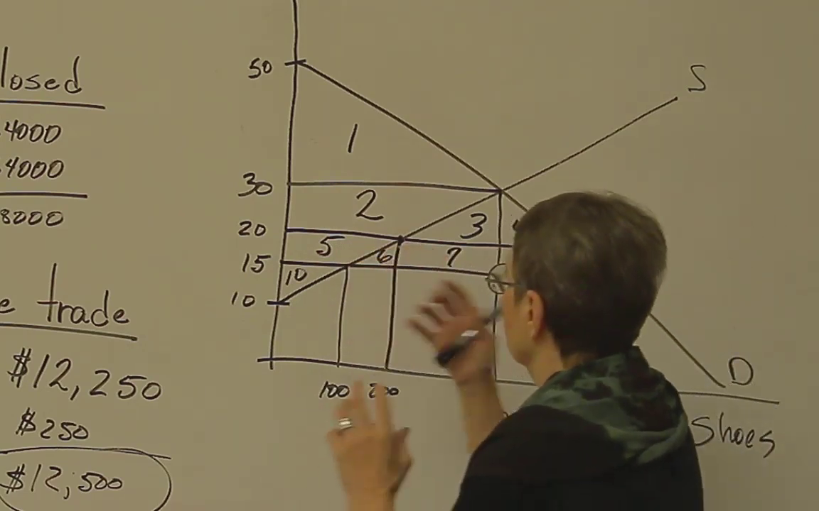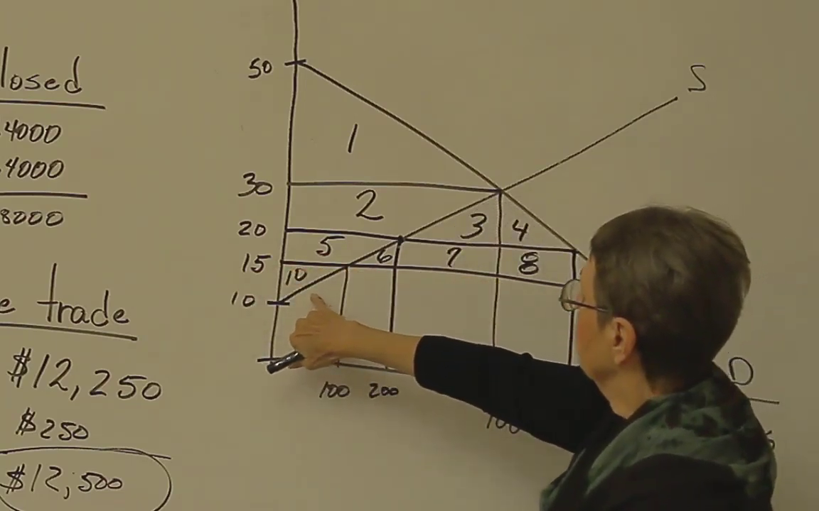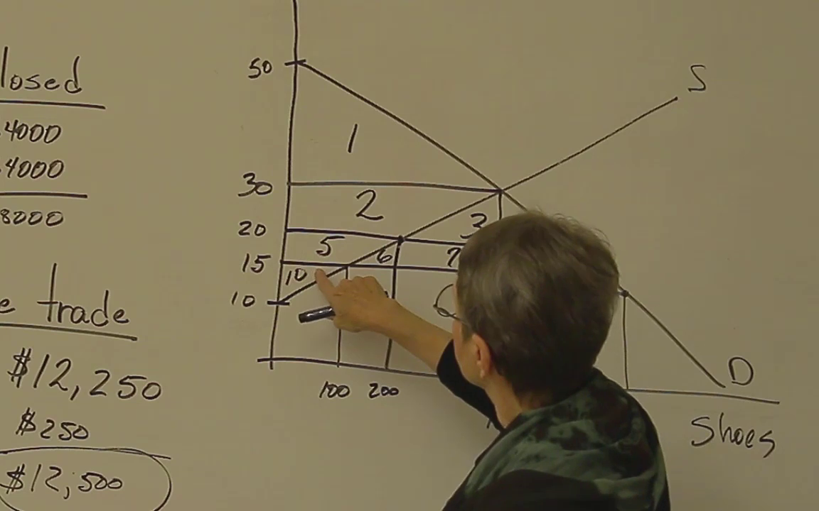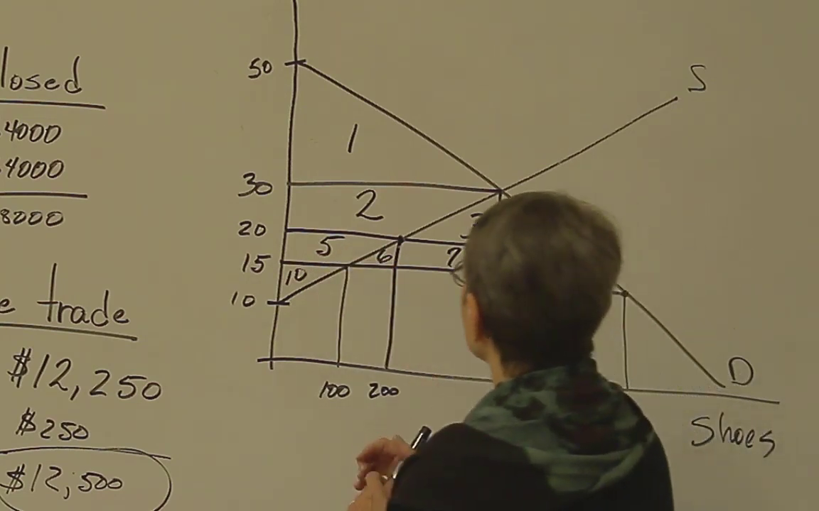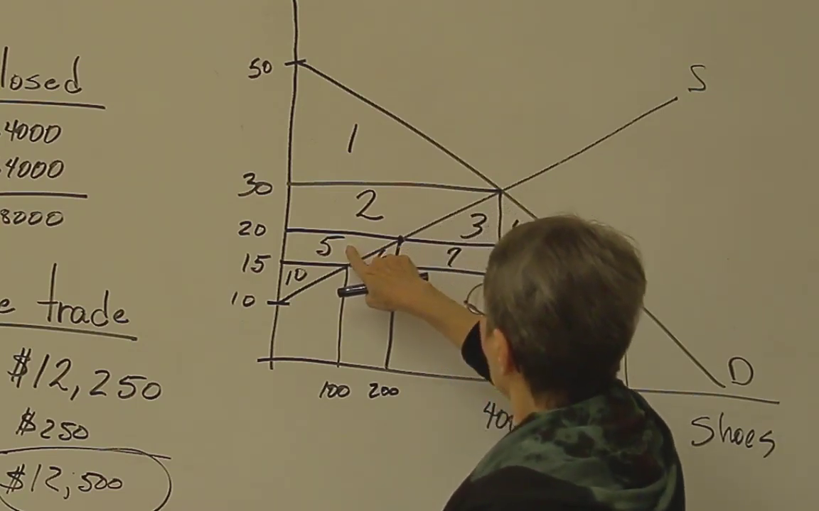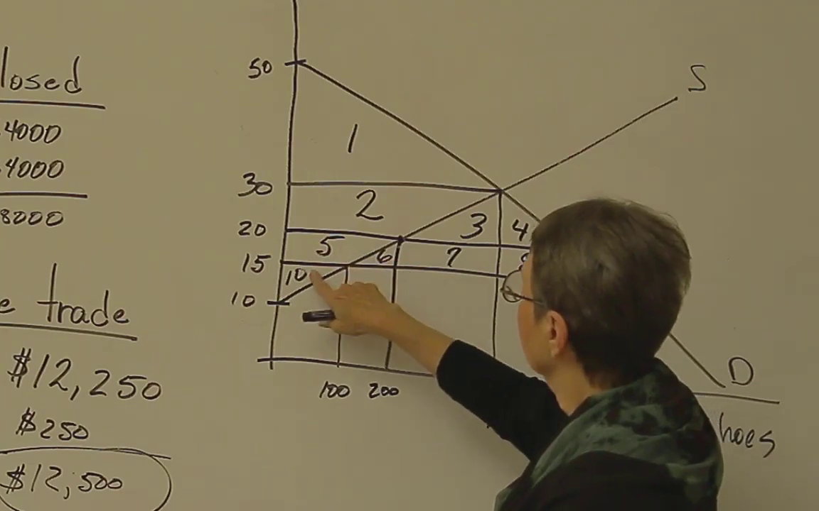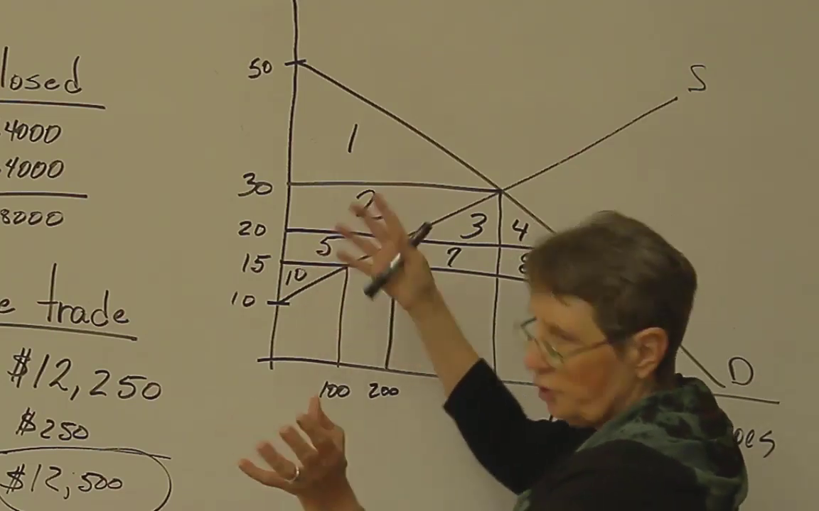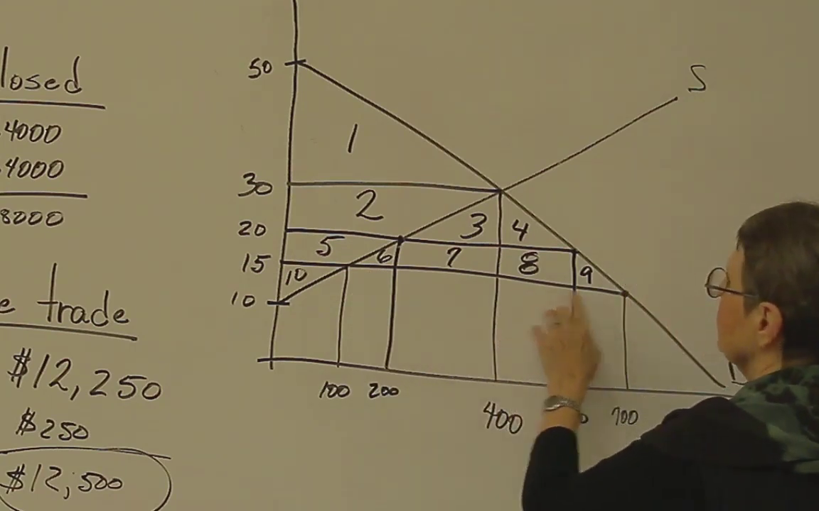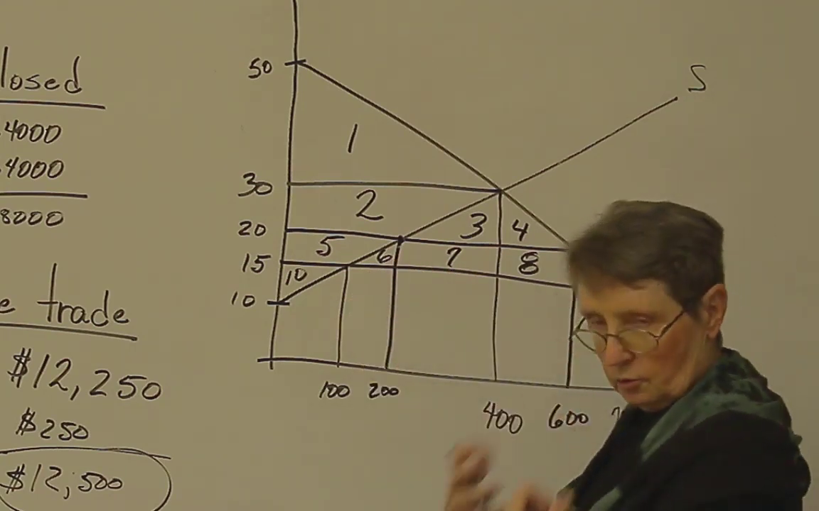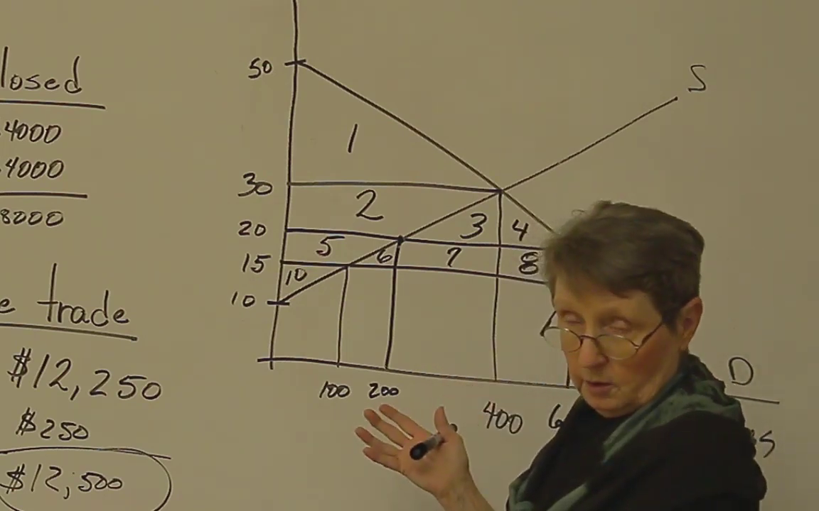But domestic producers, when we had free trade, producer surplus was 10. Now producer surplus is 5 and 10, so domestic producers have gained. So area 5 used to belong to consumer surplus when we had free trade. Now it belongs to producer surplus. So it's just a wealth transfer. No big deal. 6, 7, 8, and 9 all used to be consumer surplus when we had free trade. They're not consumer surplus anymore.